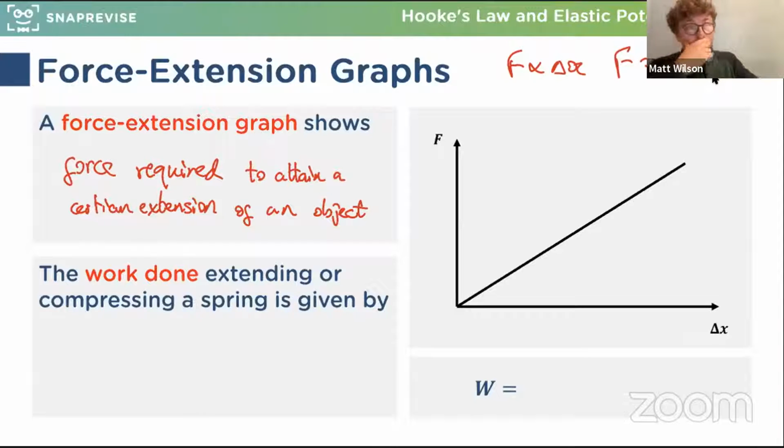This is a direct proportionality. You could draw this on a graph. And the point is that as delta X gets bigger, then this equation says F is also going to get bigger. And that's what we see in this graph here. We see that as delta X gets bigger, F gets bigger too. Good.